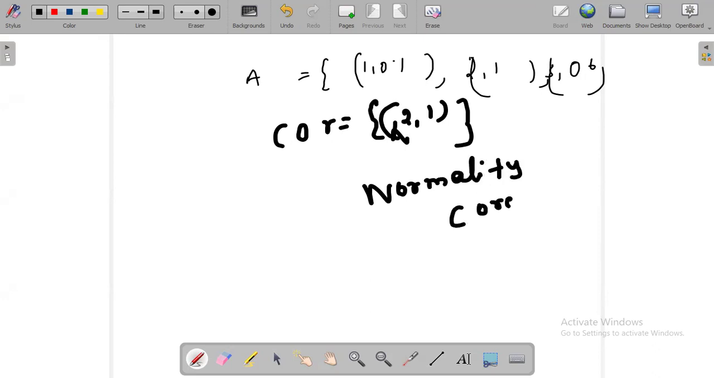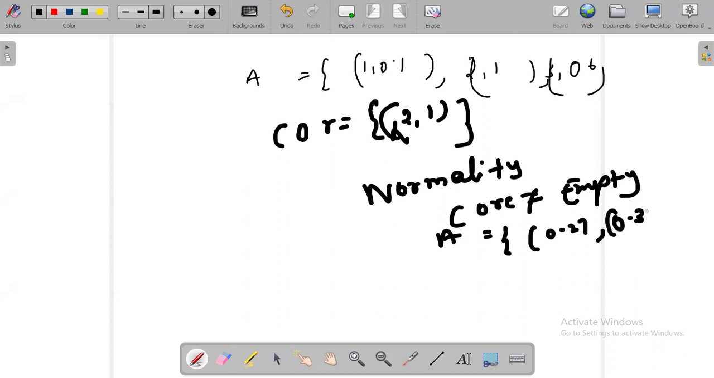Remember that the core should not be empty. What is the meaning of that? You should have at least one element with membership value 1 in the set, otherwise it is not normal. Suppose I take one set here with 0.2 and one more 0.3. These are membership values. Then I'll say normality equals false, because it does not have the 1 here. So this is called normality.